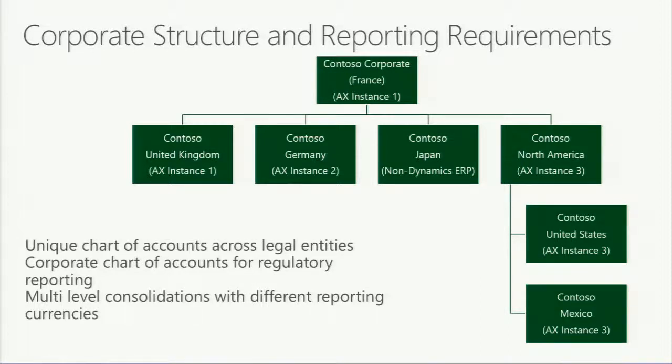So to set the stage for our session today, we're going to use an example where we have a corporate structure and reporting requirements. So our first scenario, as you can see, we have a Contoso corporate, which is located in France up at the top, running on AX instance number 1. And then rolling into Contoso corporate, we have a UK office, a German office, Japan, and North America, which also has different roll-ups. And you can see we have different instances of AX.